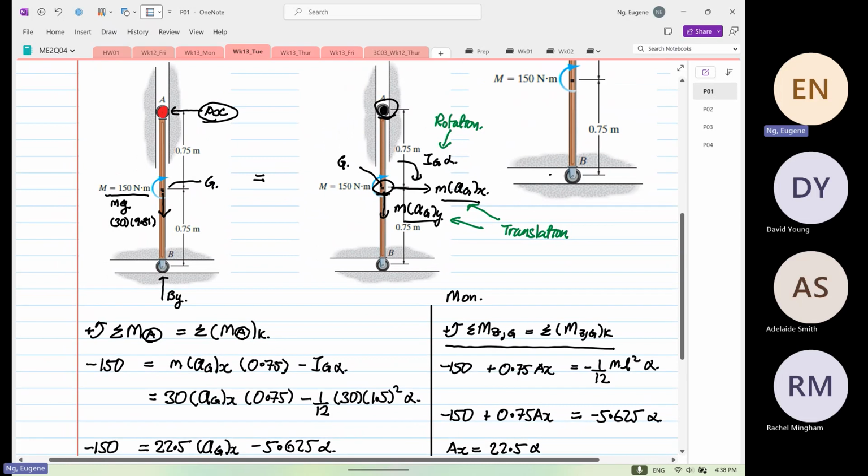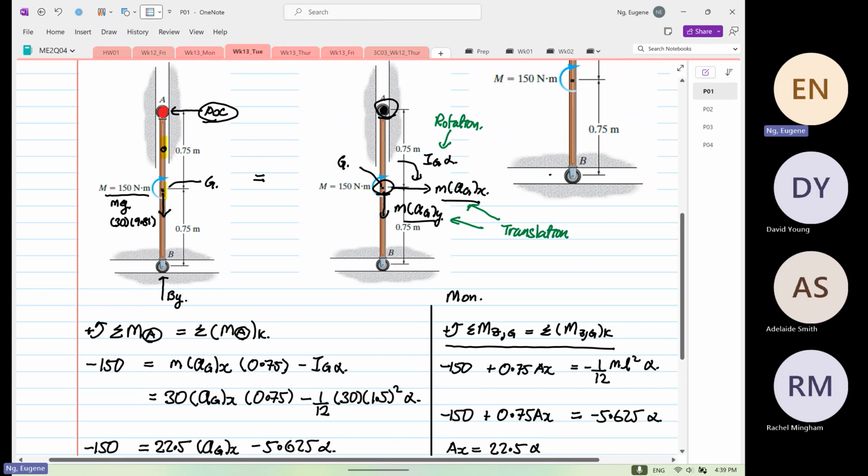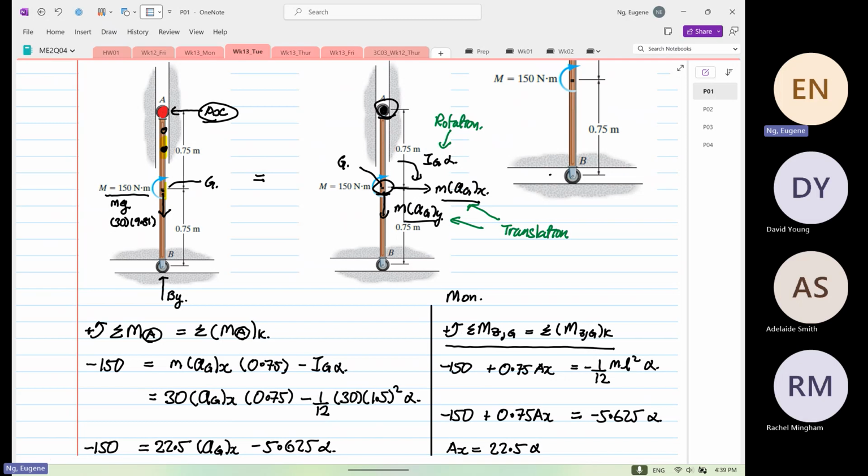We know that there's a moment acting at this point, yes or no? If I pick the point over here, does it see the 150 Newton meter? Yes or no? The answer is yes. If I pick a point over here, it will still see the 150 Newton meter. If I pick the point here, does it see the 150 Newton meter? The answer is yes.